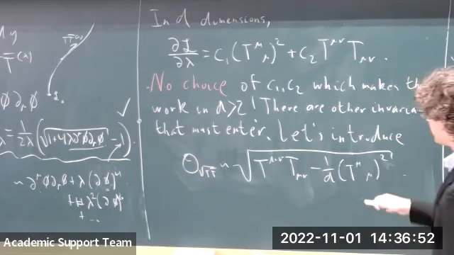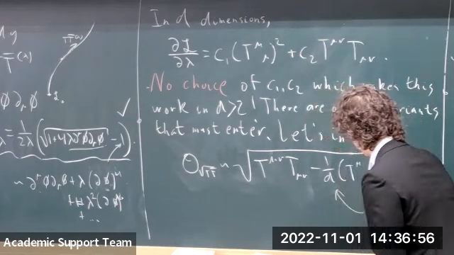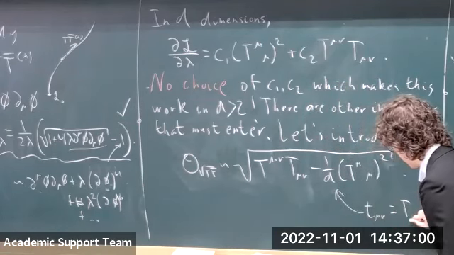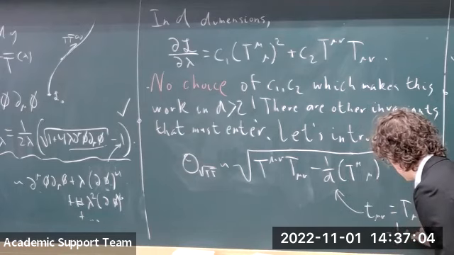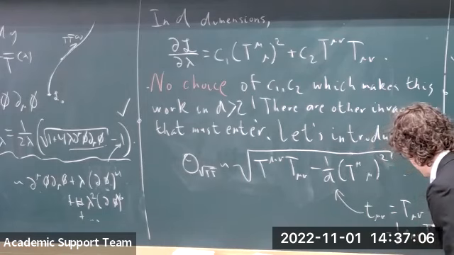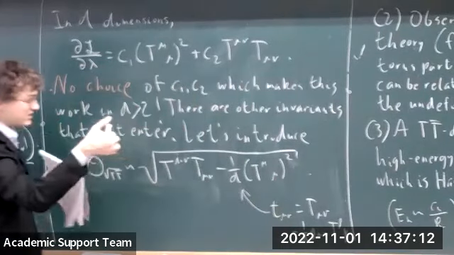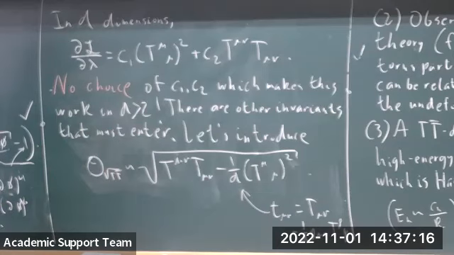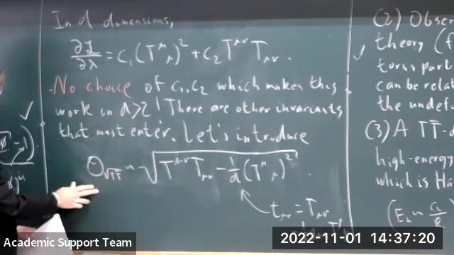And if you like, you can think of this as being built from the traceless part of the stress tensor, because if I define this traceless part, lowercase t mu nu, as capital T mu nu minus 1 over d times g mu nu times the trace, then the combination under the square root is just lowercase t mu nu contracted with lowercase t mu nu. So this is the contraction of the traceless part of the stress tensor in d space-time dimensions with a square root.